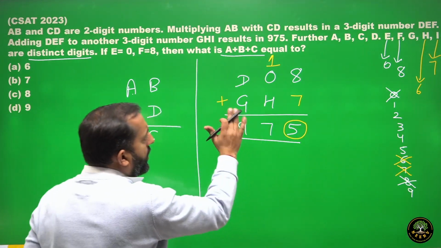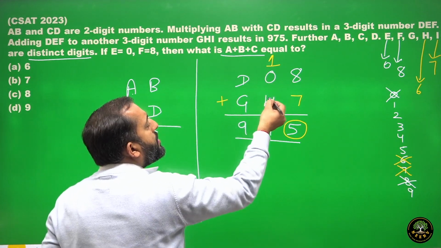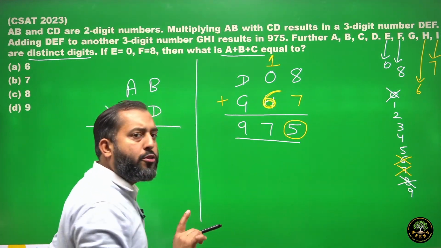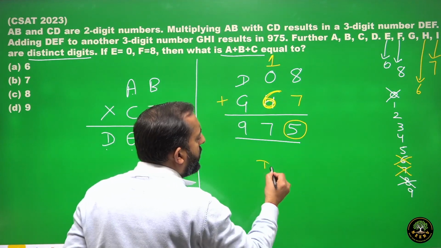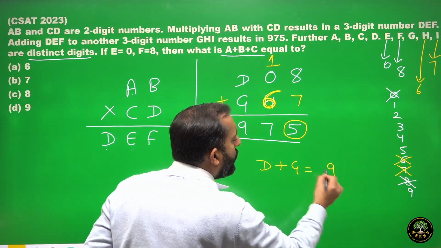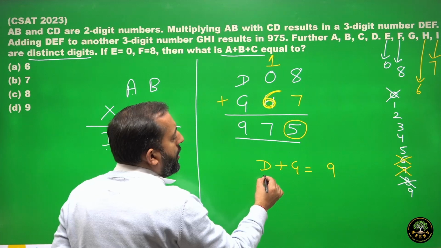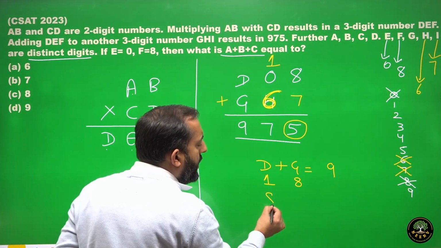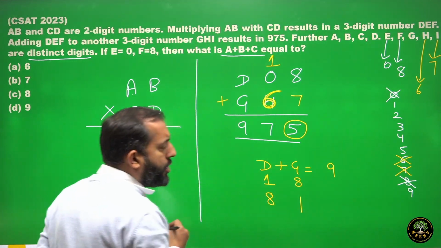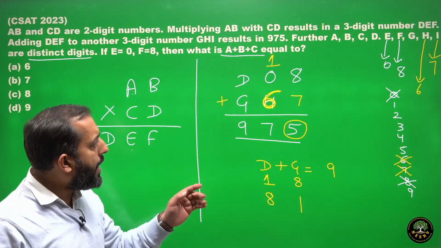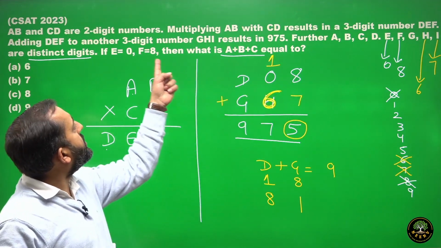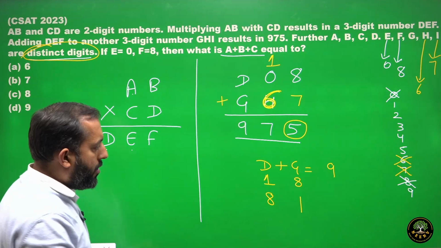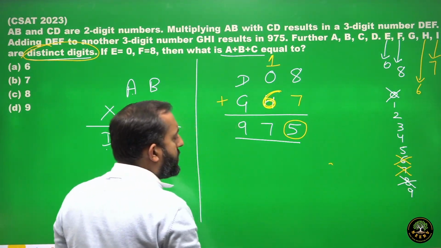Finally, if you check, 1 plus 0 plus H was not producing any kind of carry, which means D plus G simply equals 9. Now, you cannot take D as 1 and G as 8, or D as 8 and G as 1. Why? Because 8 is already assigned to F and they are distinct digits. So this combination for D and G is discarded.